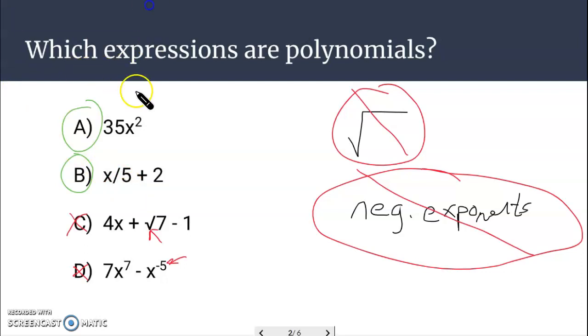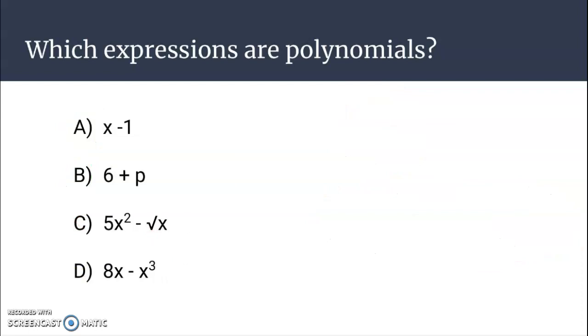And sometimes it can be rewritten. We could rewrite x over 5 as 1/5 x plus 2. And then we see the highest exponent is a 1, 2 terms, so linear binomial. But A and B are the polynomials. Let's look at another example here. Remember, no square roots allowed and no negative exponents. So that would mean x minus 1 works, x plus p works, 8x minus x to the third works. Classifying these: linear binomial, cubic binomial.